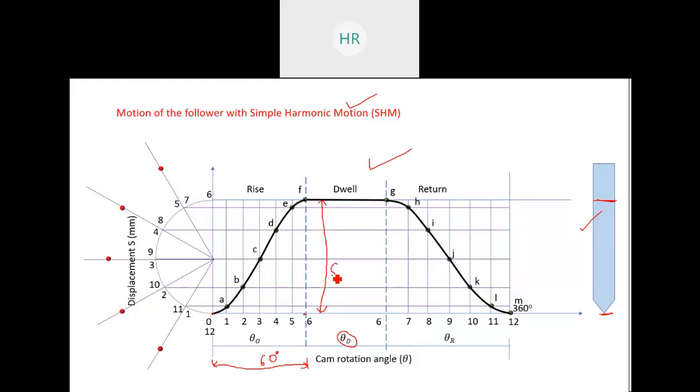So how we will construct that? We will measure these distances and mark the points on the follower. You will get a better idea when we will draw it actually. Now I am giving you just a hint. As I have divided this angle of rise in six equal number of parts, so this one portion is actually representing 10 degree. This is another 10 degree. Likewise, so on.